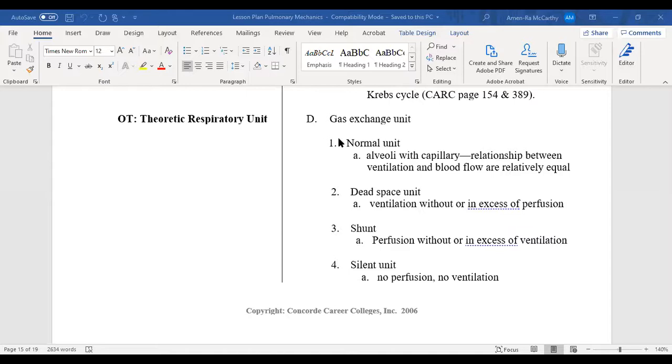Then we have the shunt unit. This is when you have perfusion, but there is no ventilation. So on the other side of the coin, if the patrons come to your store and they're all lined up at the door, but the door is shut. Shunt, shut. Shunt, shut. The alveoli is not ventilated, but the blood is there.